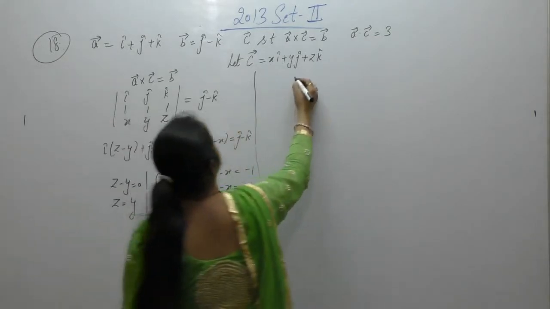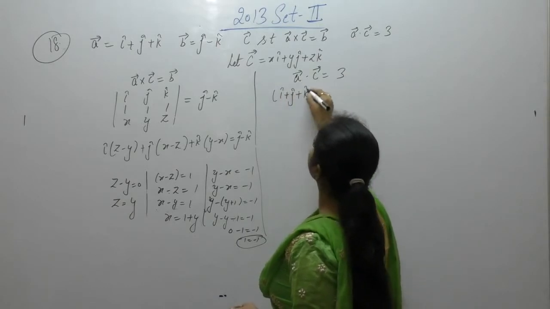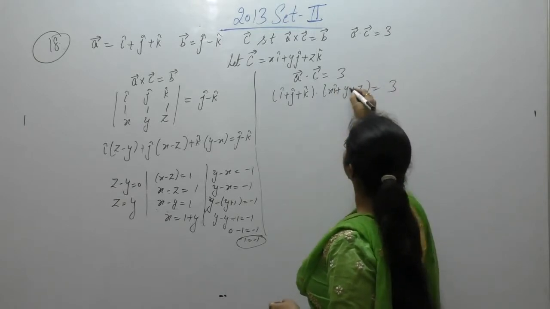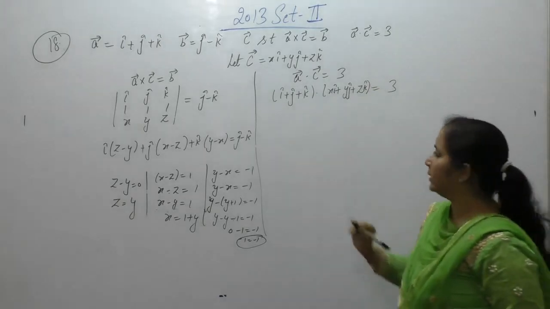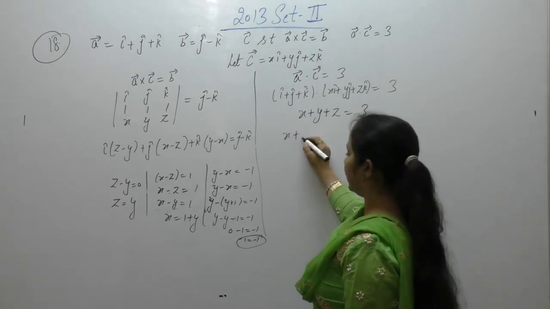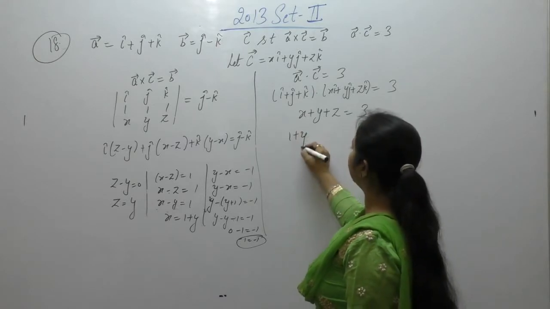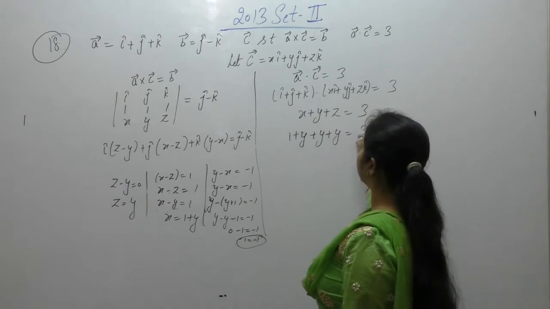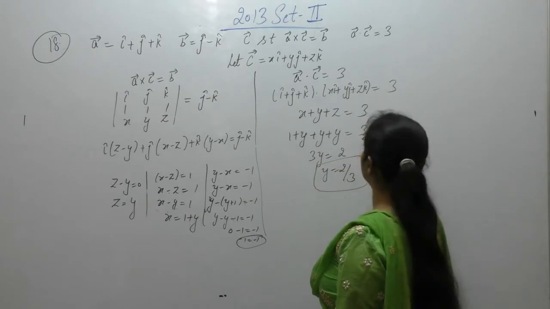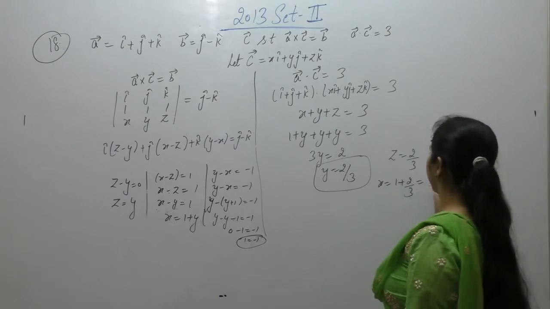Now it is given that A · C is equal to 3. (i + j + k) · (xi + yj + zk) = 3. Now take the dot product: x + y + z = 3. Instead of x, we can put x = 1 + y, and z = y. So 3y + 1 = 3, 3 − 1 is 2, so we get the value of y as 2/3. Then z is 2/3, and x is 1 + y, which is 5/3.